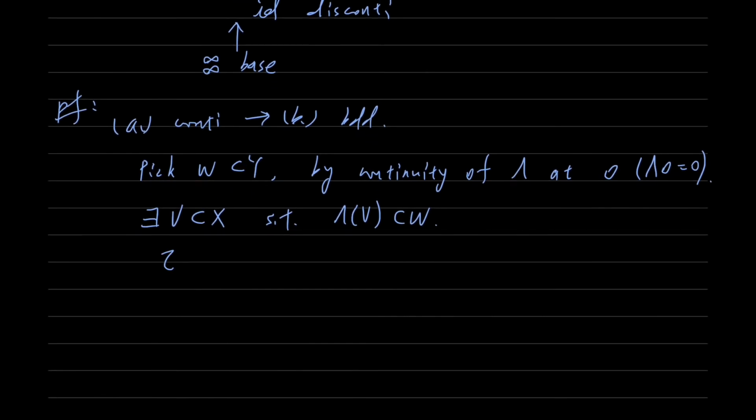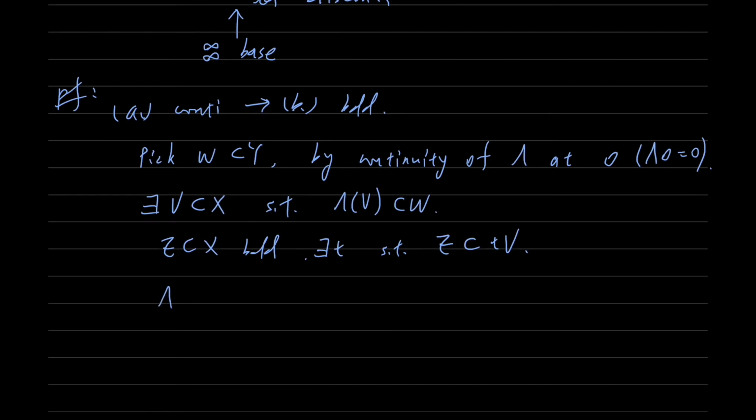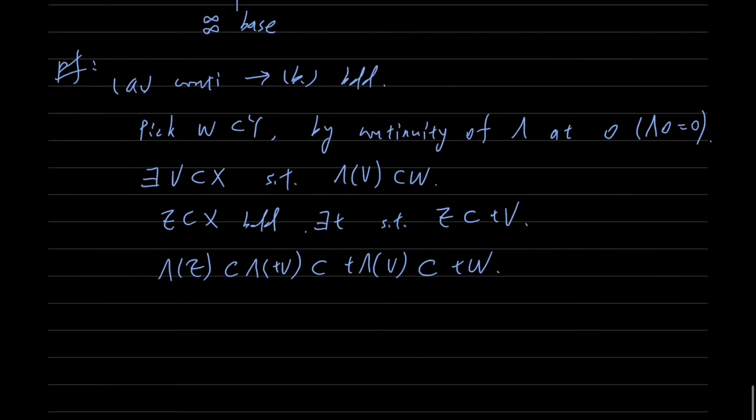So now if E is a bounded set of X, that is bounded. And now we choose the multiplier with respect to this V that we just have here. So there exists T such that E is contained in TV. Now we just do the calculation. So lambda E is contained in lambda TV. Then by linearity it is contained in T lambda V, which again is in T W. So this proves that it is bounded.